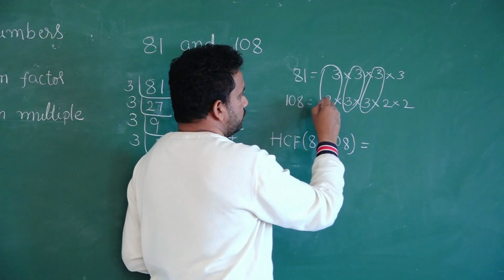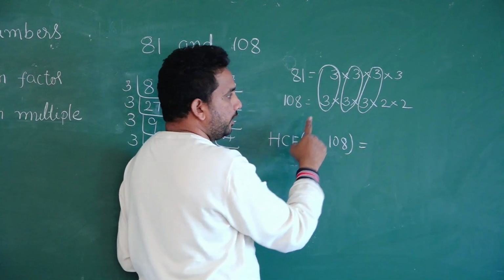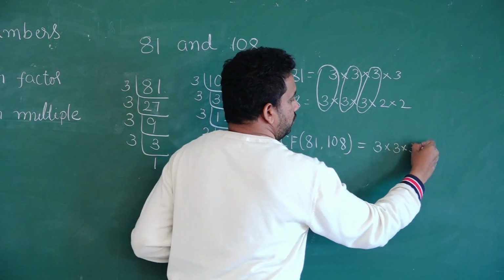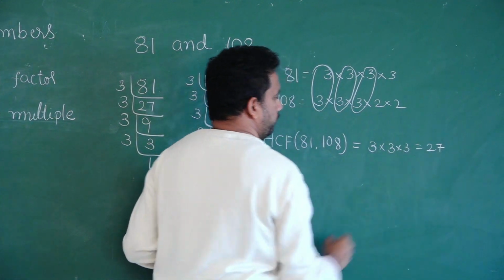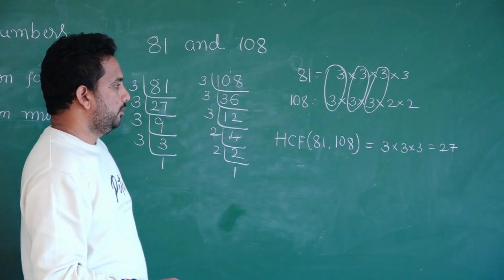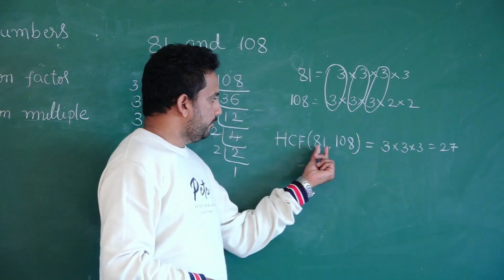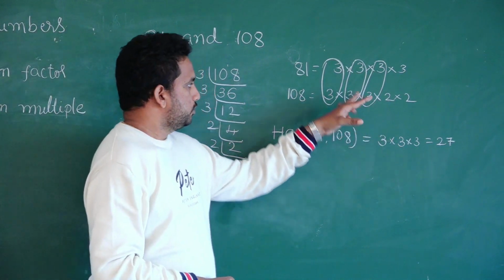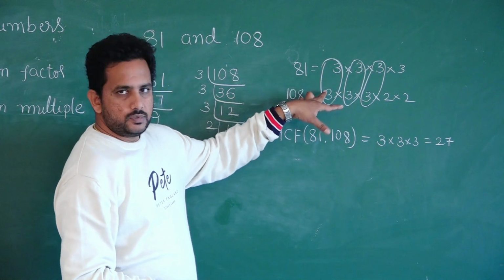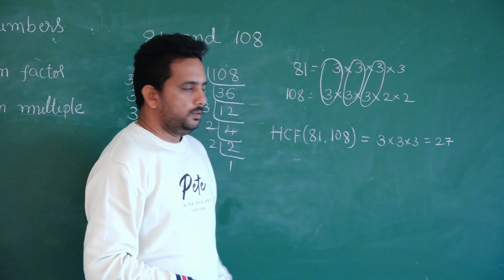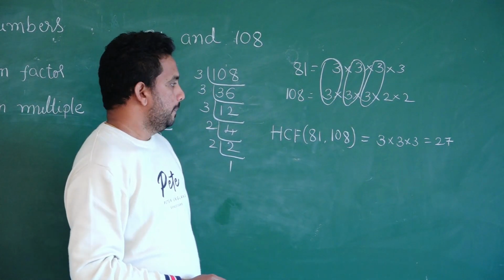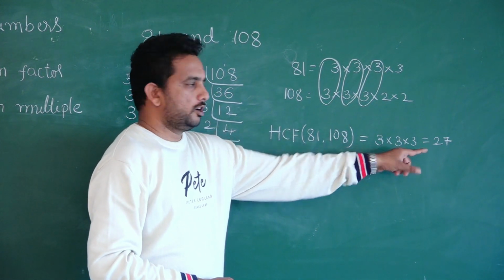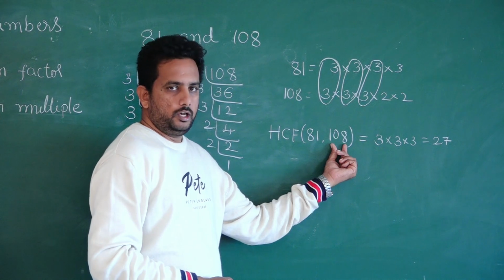So the highest common factor is 3 into 3 into 3, which is 27. When you multiply 3 into 3 into 3, you get 27. Therefore the HCF of 81 and 108 is equal to 27. The number 3 is common three times, so 3 to the power of 3, which is 27, is the highest common factor, or HCF, of 81 and 108.